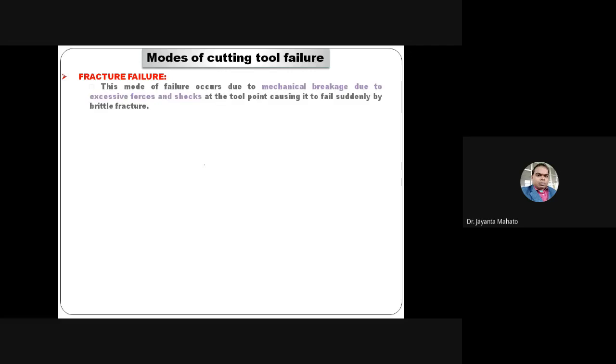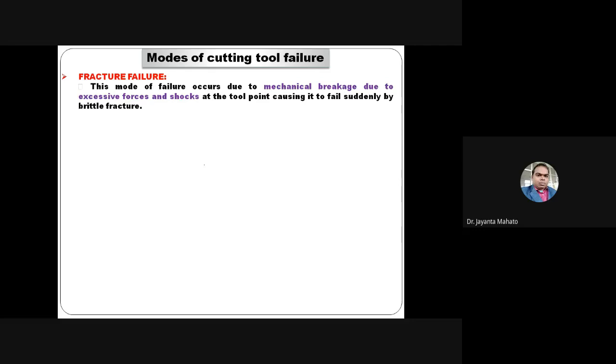So this mode of failure occurs due to mechanical breakage, due to excessive force and shock at the tool point, causing it to fail suddenly by brittle fracture. This type of failure happens due to excessive load, or excessive cutting force, and during cutting, shocks from the workpiece. These shocks are coming due to the vibration of the workpiece.